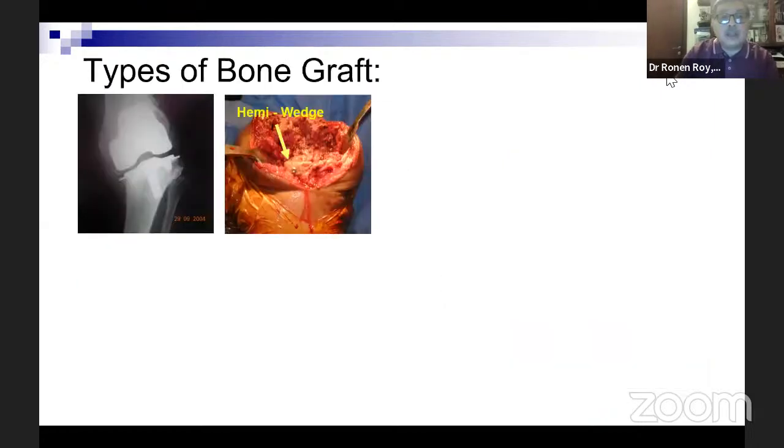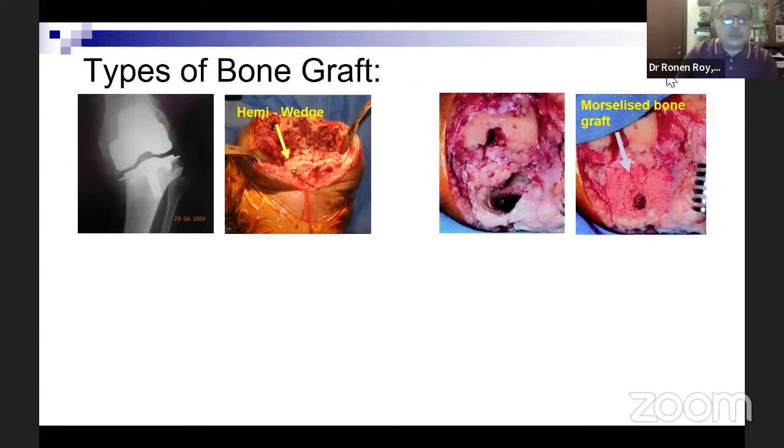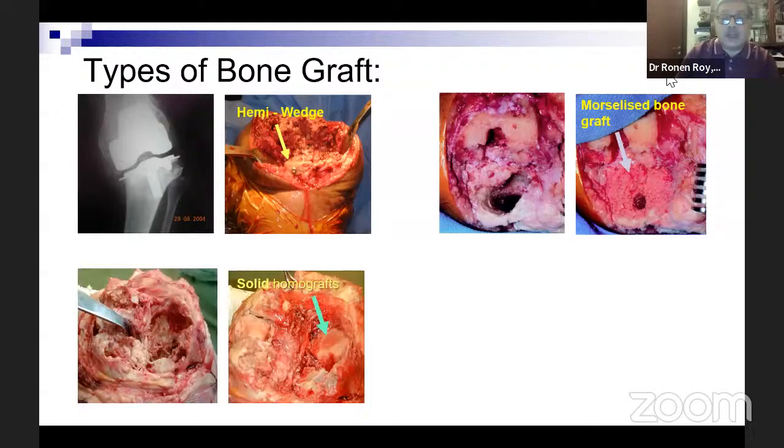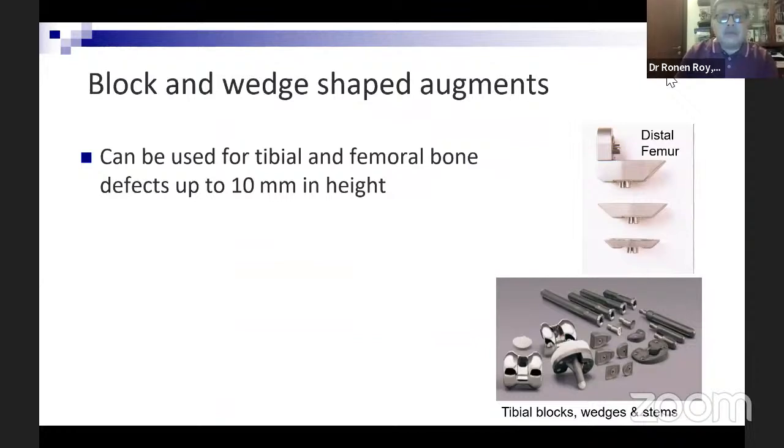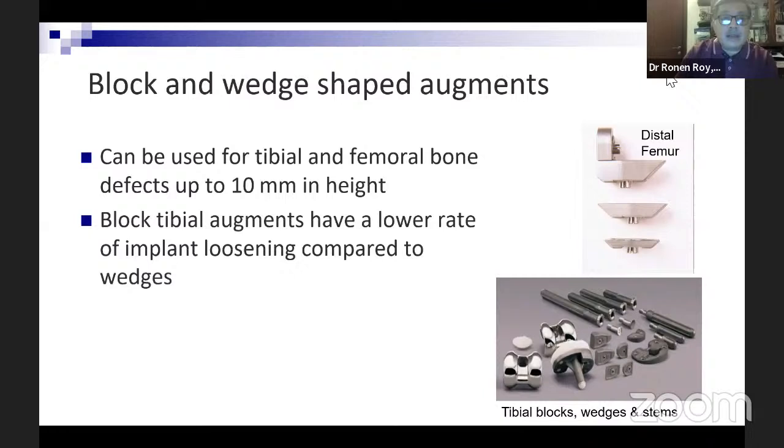Bone grafts can be used. For example, you can use a hemi wedge or a morselized graft, or even a solid homograft if you have access to it. And finally, a structural femoral graft in rare cases. Sometimes blocks and wedges can be used, and especially this is possible if the defects are more than 10 millimeters or so in height. But if you're going to use a block or a wedge, always offset it with a stem. And these are useful in the more elderly patients where bone grafts may or may not incorporate, depending on the age of the patient and the overall quality of bone.